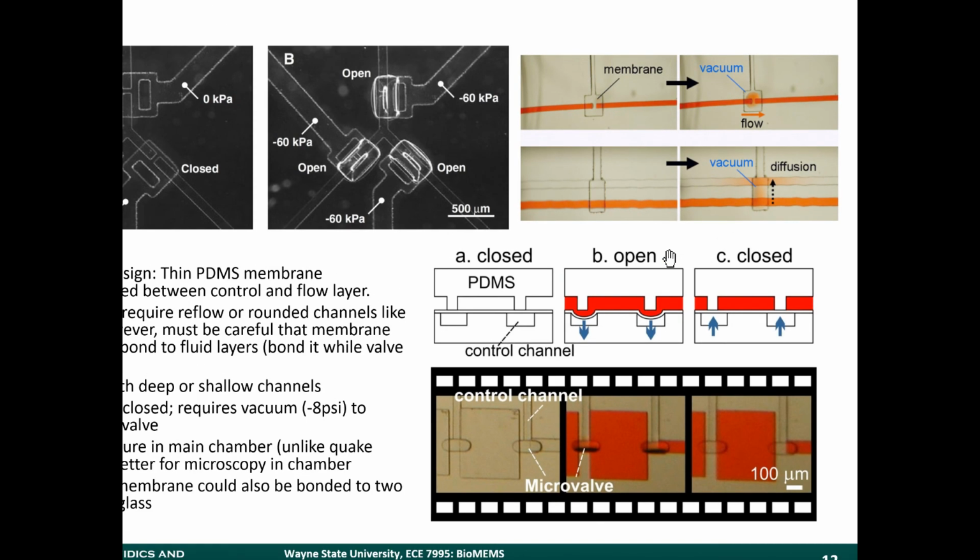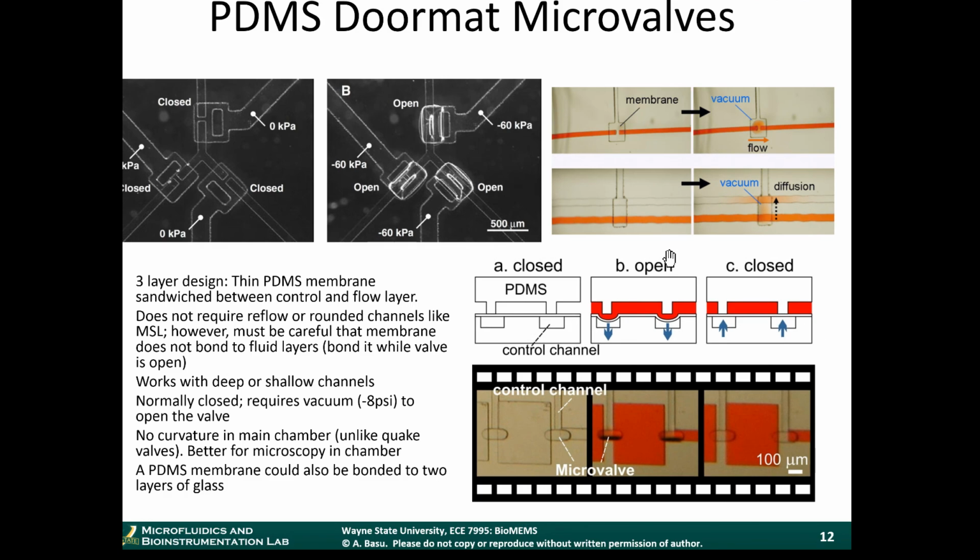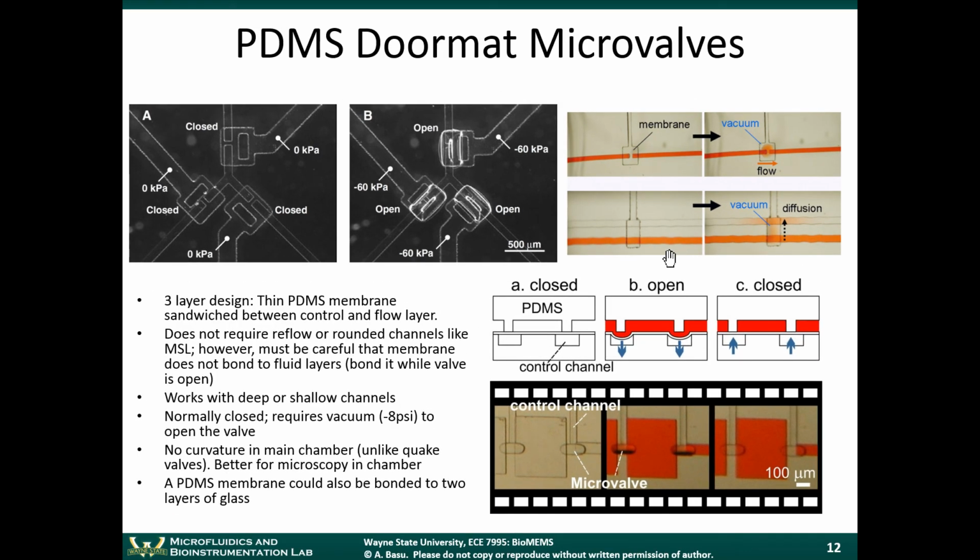They are slightly larger, but they can be made small as well. So these valves are normally closed, whereas the standard Quake valves are normally open, and they require a vacuum to open the valve, generally about -5 to 10 psi.